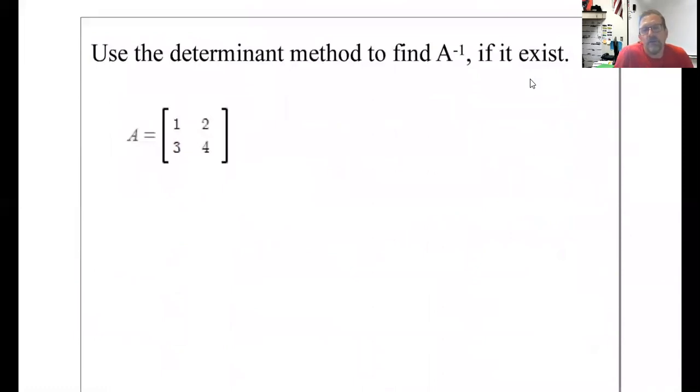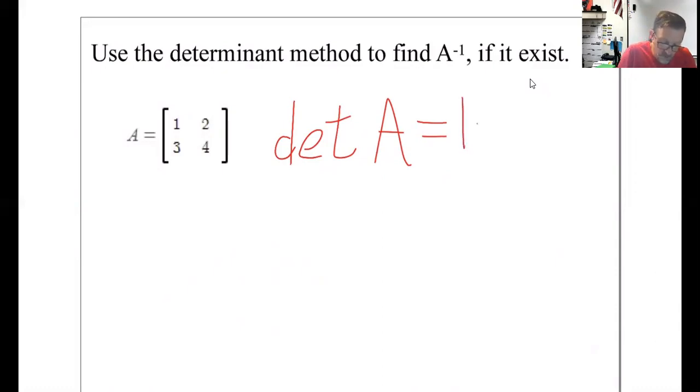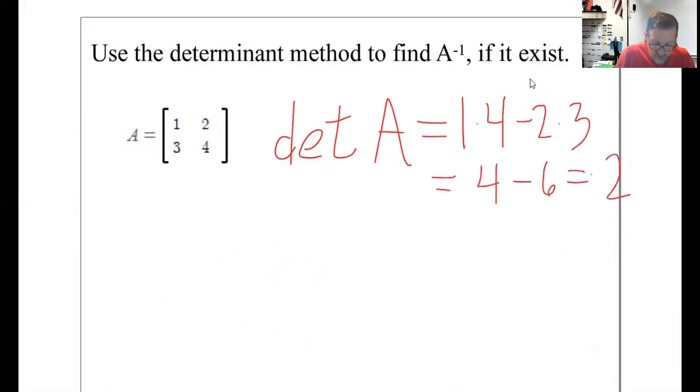Let's try it for one that's a little harder just because my determinant's not going to be 1. Determinant of matrix A. We just abbreviate DET. First diagonal is 1 and 4. It's 1 times 4. Second diagonal, 2 times 3. Multiply 2 times 3. So 4 minus 6, -2. We take the reciprocal of that. We're going to calculate the inverse. And inverse usually has a -1 as a superscript. So take that -2 and flip it. So it's going to be -1/2.